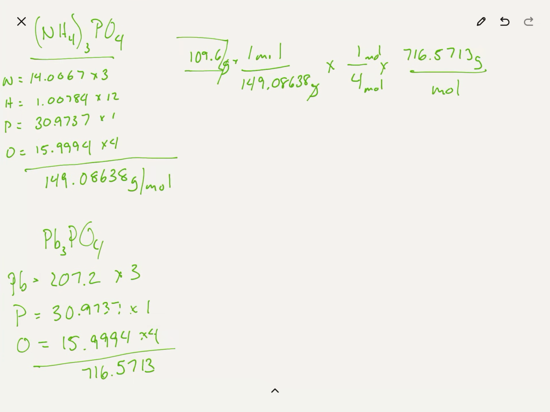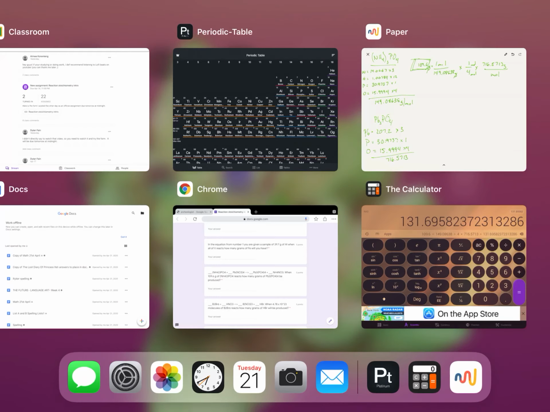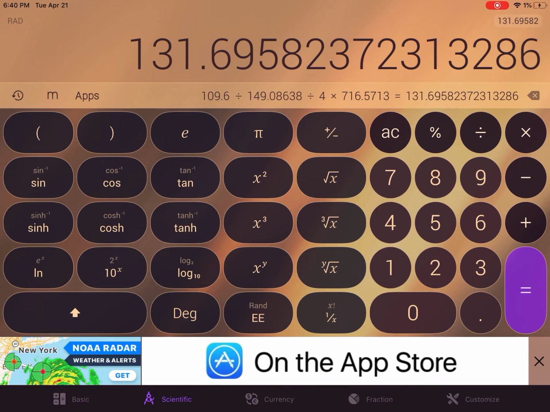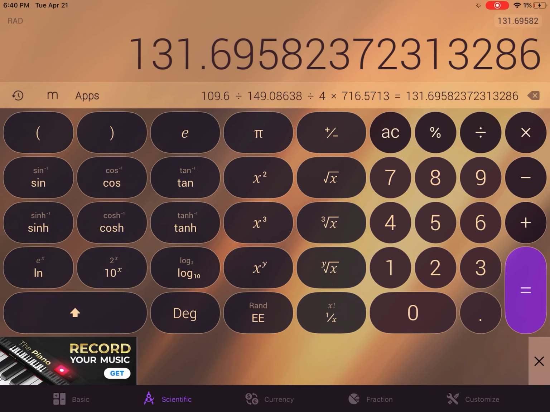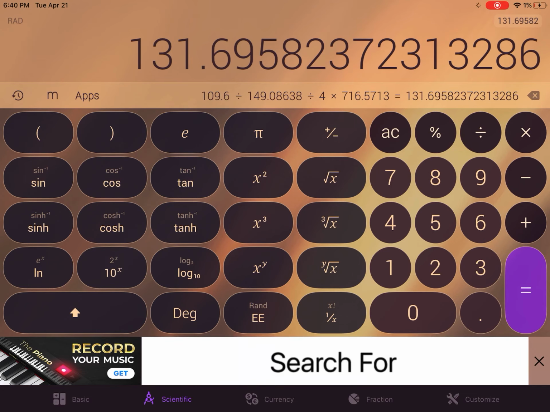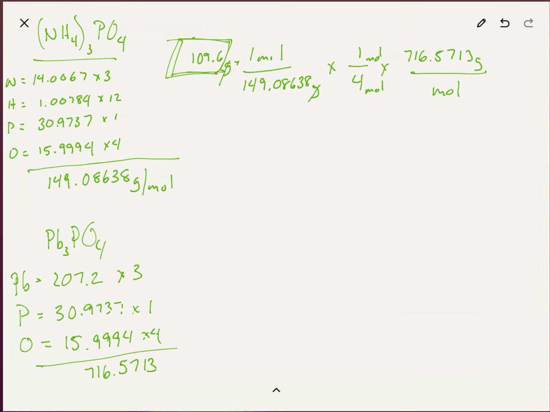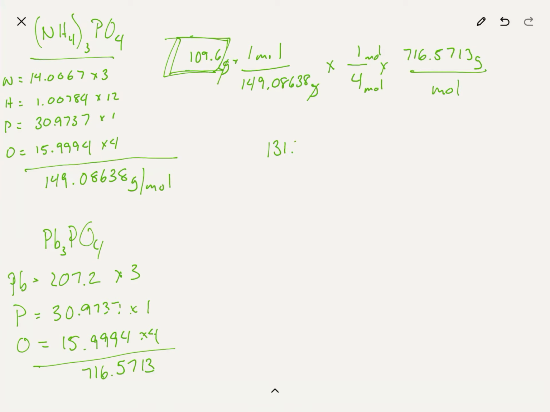But we're going to round it to 4 significant figures because that's the number that we were given at the beginning, and it has 4 significant figures. So when we look at our calculator, we're going to get 131 point. That 6 is the number that we are going to round, and since it's a 9, we are going to round it up to 7. So the answer for this problem would be 131.7 grams of lead phosphate.